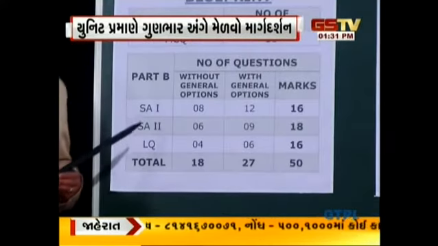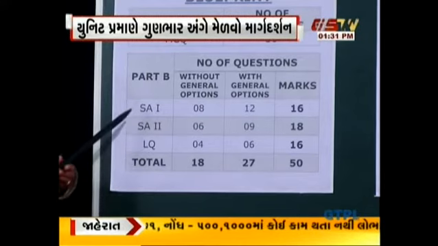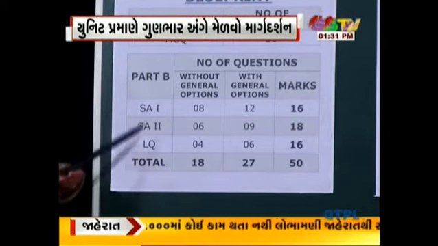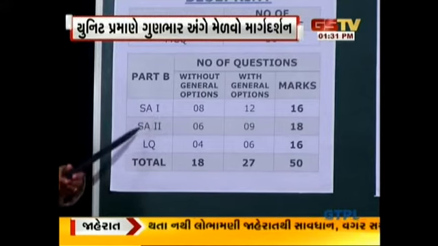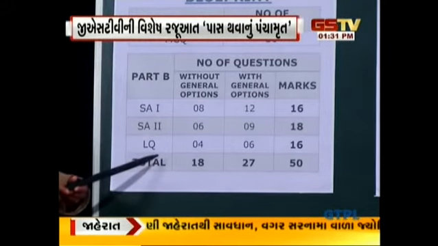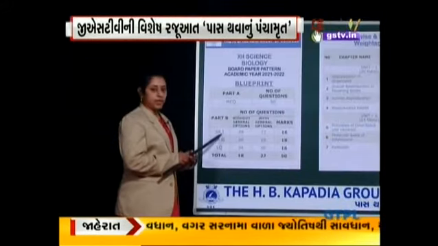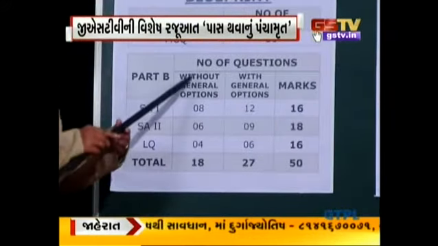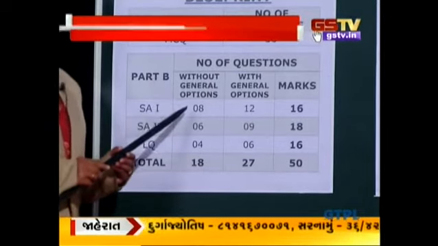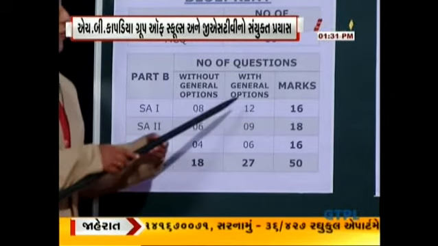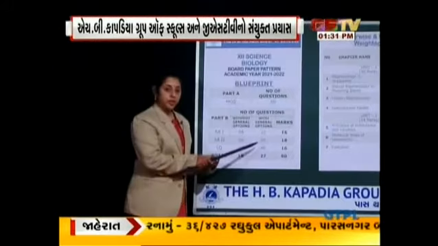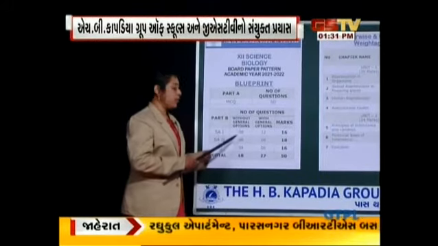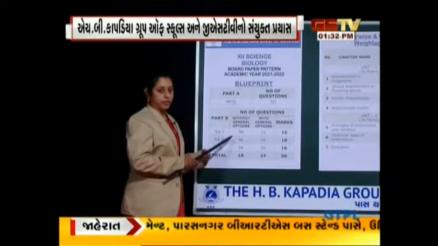Now part B is a subjective type paper. There are total 3 sections in this part, that is short answer question 1, short answer question 2 and long answer questions. The short answer question 1 is of 2 marks, each question carries 2 marks. Now the number of questions: without general option you will get 8 questions, with general option you will get 12 questions. Out of these 12 you have to write only 8 questions. Each question carries 2 marks, so 8 into 2, the total marks is 16.